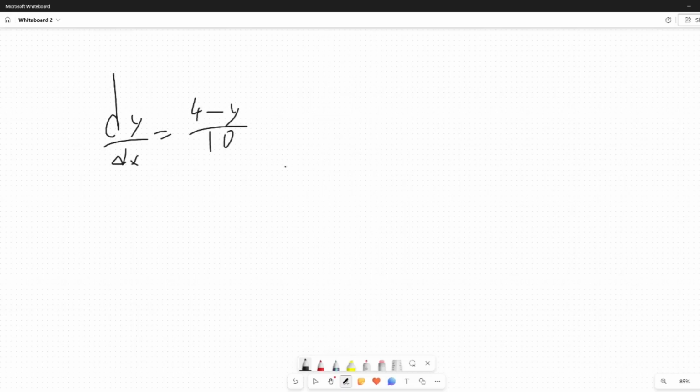That is our equation. So how I like to do this is I like to go from the easiest method to the harder methods, like a chronological order, right? So the easy method is obviously variable separable, and since we have only one variable here, we can definitely do that. So I'm going to set 1 divided by 4 minus y dy on the left, and I'm going to set 1 over 10 dx on the right.